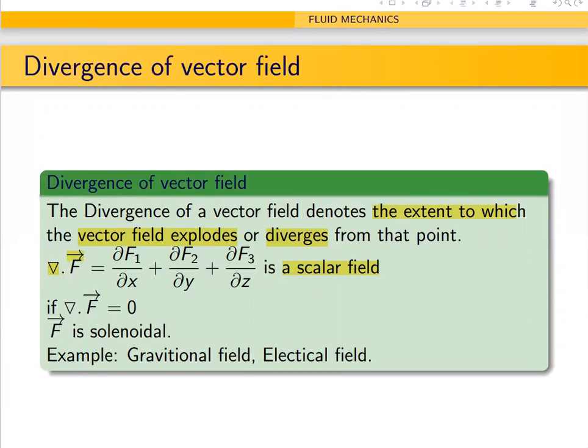Then if that del dot f is equal to 0, then f is called solenoidal. That means the vector field does not diverge. It will not explode. That's the meaning of del dot f equal to 0. That's the meaning of f is solenoidal. The examples are the gravitational field and the electric field.